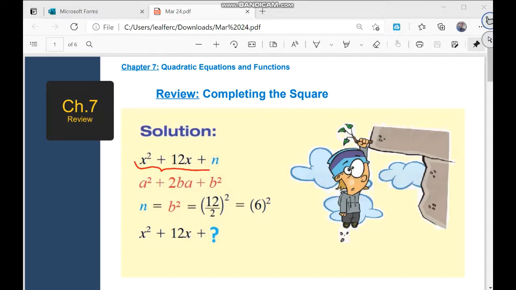x squared plus 12x plus n, and we need to find n to make this into a perfect square trinomial, right? One of the formulas of a perfect square trinomial is a squared plus 2ab plus b squared, and we have to compare and check what's missing. What's missing here is n, which is going to be b squared, right? So we calculate n equals b squared, and b is 12 divided by 2, 6, squared.